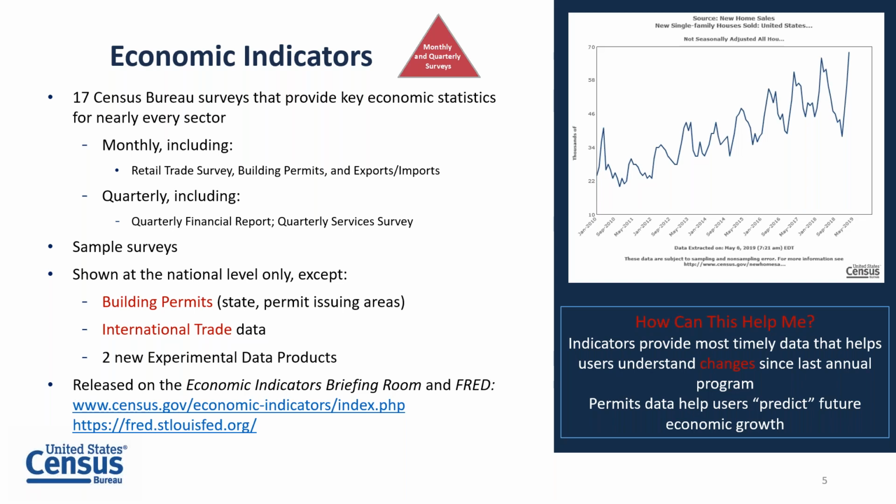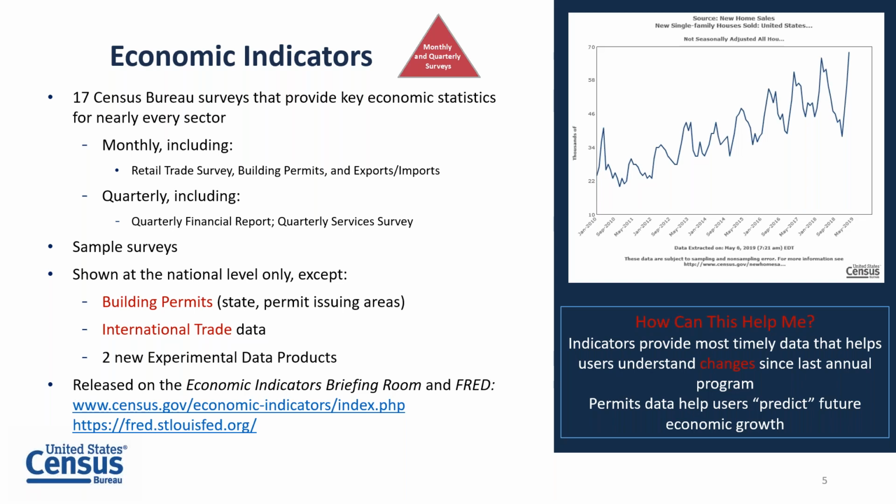Every month, we publish information for residential building permits, and the data are published down to the permit issuing area level. So that means, for example, if the city of Denver issues its own building permits, we would publish data at the city or municipality level. If a particular county in Colorado issues residential building permits for homes built in their county, then we would publish county level data. This is a great resource because it gives you this information about potential future economic growth.